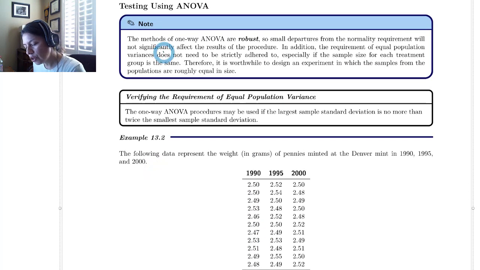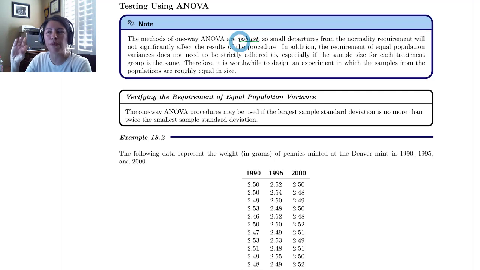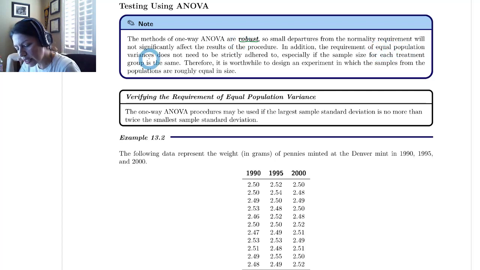Okay, so let's go into testing a little. When we're testing ANOVA, know that the ANOVA methods are robust, so small departures from the normality requirement will not significantly affect the results of the procedure. That's why we always say approximately normal, because we know little deviations from normality will be okay, and we'll end up with the same results. And the requirement of equal population variances does not need to be strictly adhered to, especially if the sample size for each treatment group is the same.